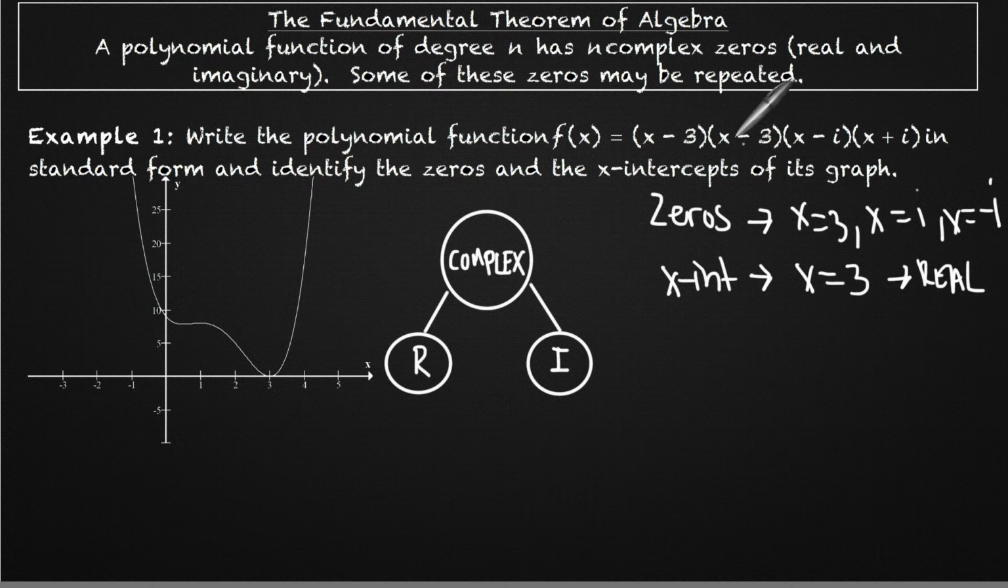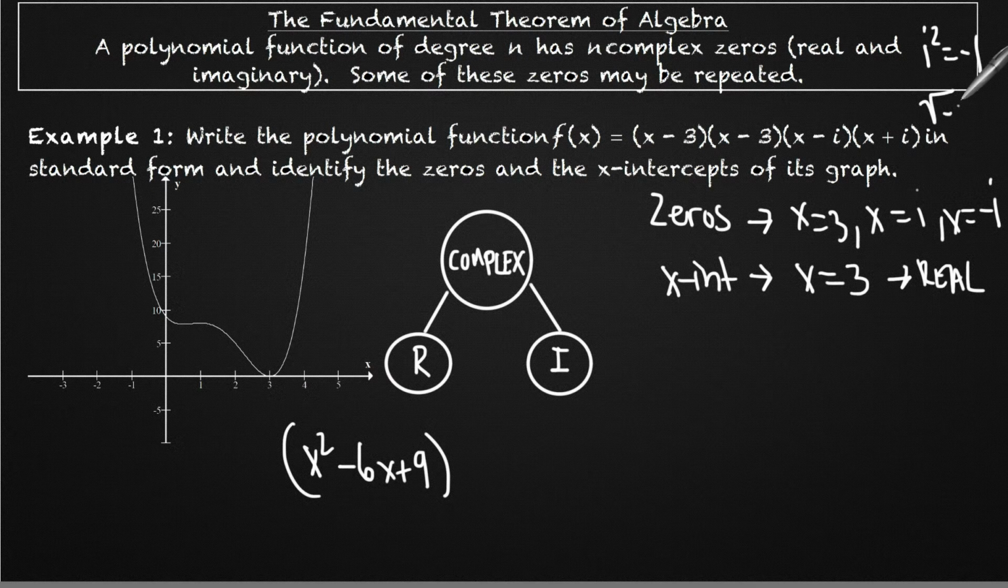Okay, we want to rewrite this from factored form into polynomial form. So let's go ahead and FOIL this out. So that's going to give us x squared minus 6x plus 9. When we FOIL that, and we FOIL this here, we have to remember that i squared is equal to negative 1. So maybe we want to write that over here somewhere. i squared equals negative 1. That is because the square root of negative 1 is equal to i.